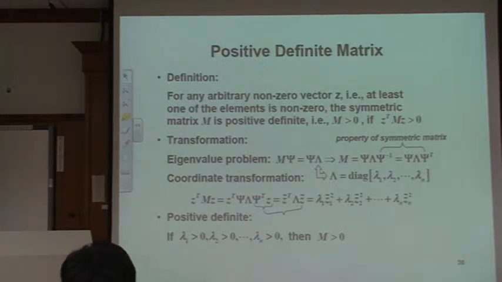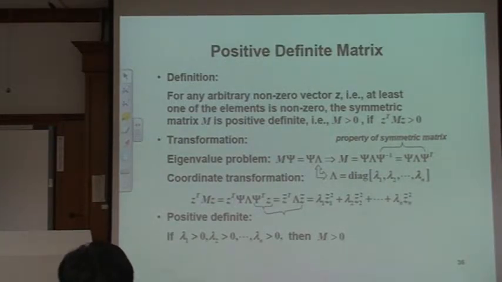Basically, positive definite has the following definition. If you can find any non-zero vector, then its quadratic form is positive. Then this kind of matrix we call positive definite. Any non-zero vector always satisfies this condition. Then we call this kind of matrix positive definite.